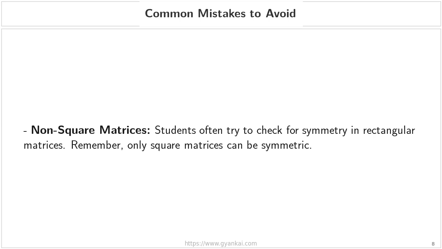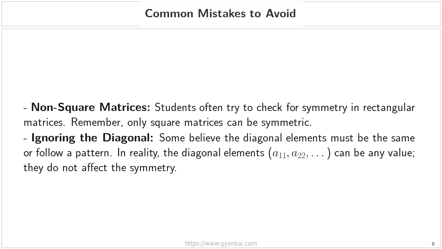Next, be careful not to overthink the main diagonal. Some students mistakenly believe that the diagonal elements must be the same number or follow a specific mathematical pattern. However, as we discussed during our visualization of symmetry, the elements a 1,1, a 2,2, and so on can be any value whatsoever. These diagonal elements do not affect the symmetry of the matrix. Only the mirrored elements around them matter.